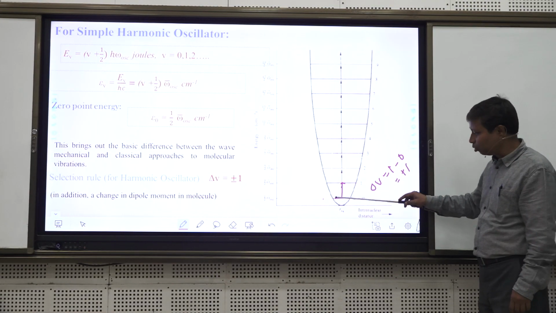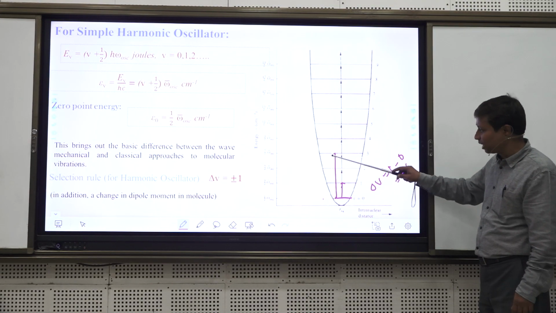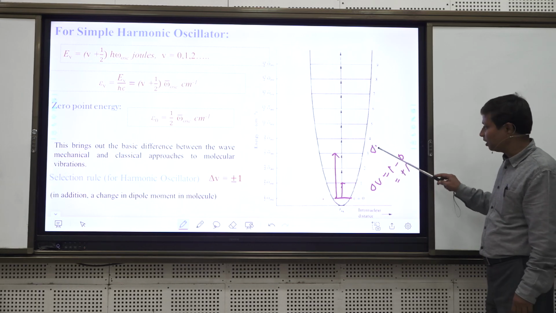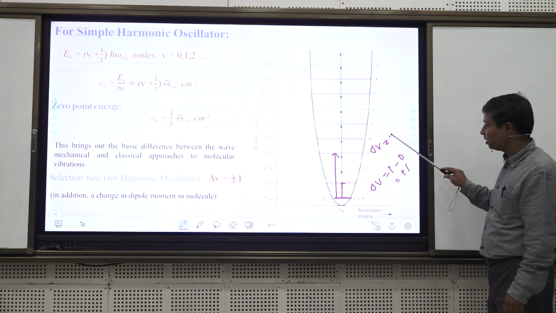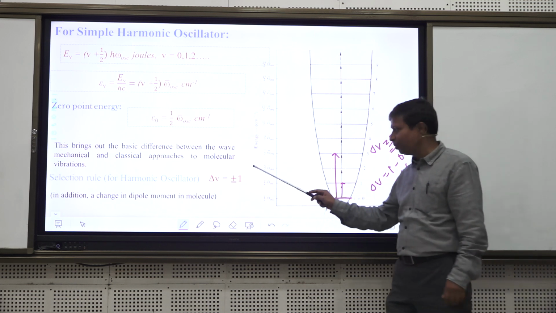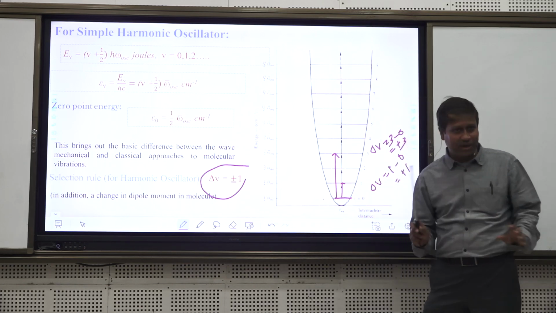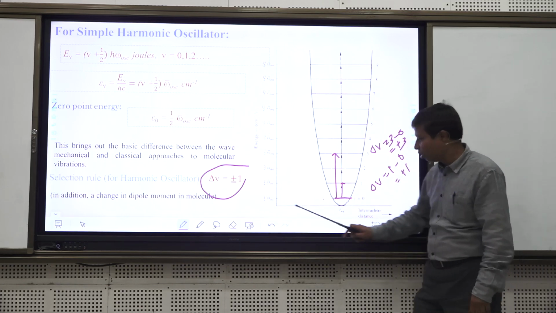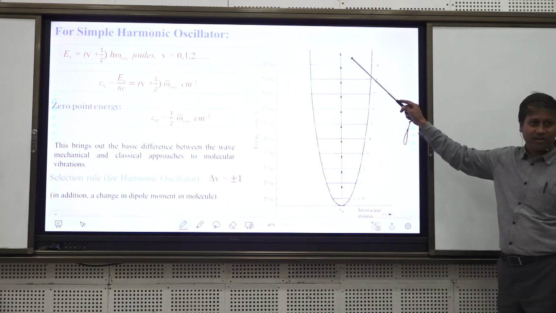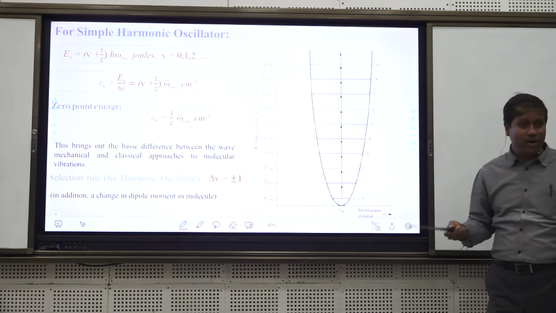Now I expect that there should be a transition from here to here. Let's see. Delta V is final, 3, minus initial, 0. That means +3. Does the selection rule permit it? No. So I cannot think of it. I can think only of the transition which changes by 1 unit. That is shown here. And now where will the band come?